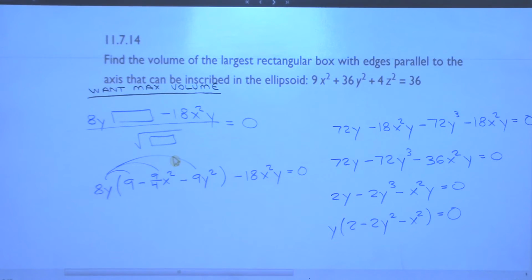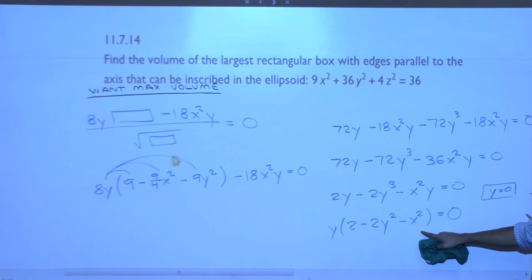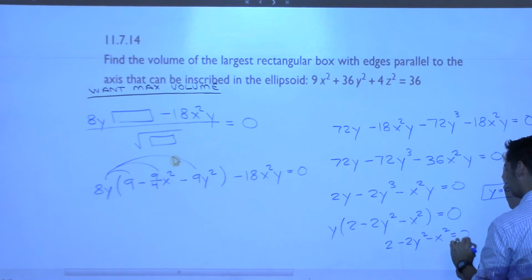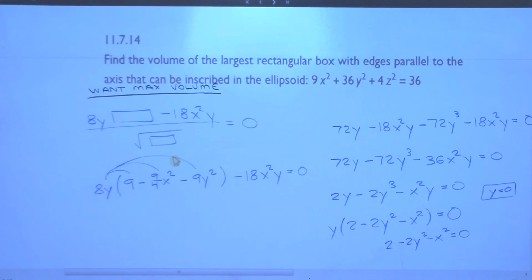My goodness. So y equals 0 is an answer. Right? y equals 0 is one possibility. You have to set that equal to 0, right? Inequality. How in the world are you going to do that? This is a, what is that? If I set 2 minus 2y squared minus x squared equal to 0, that is an ellipse, isn't it?